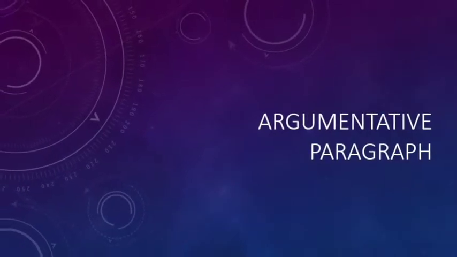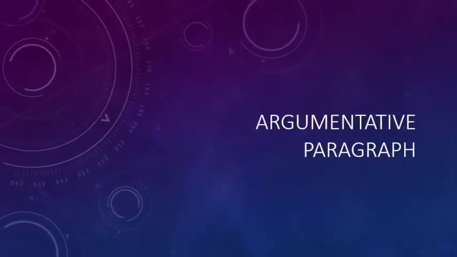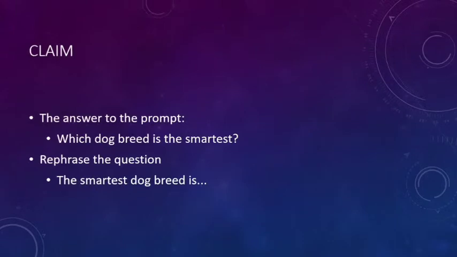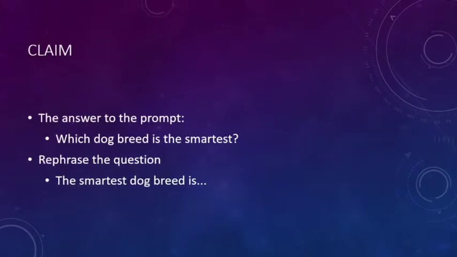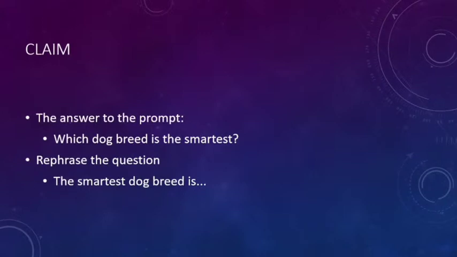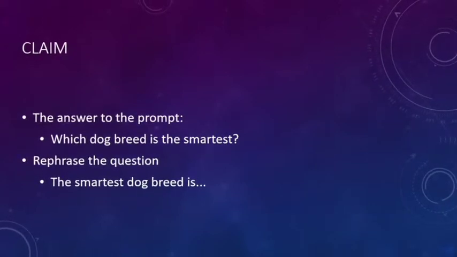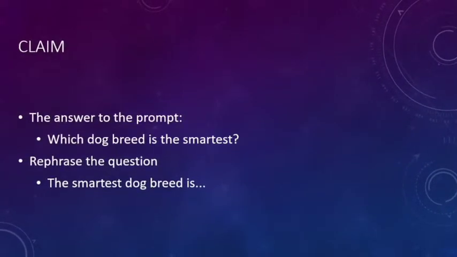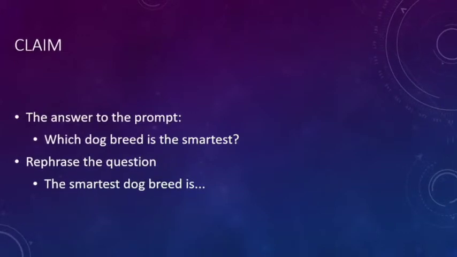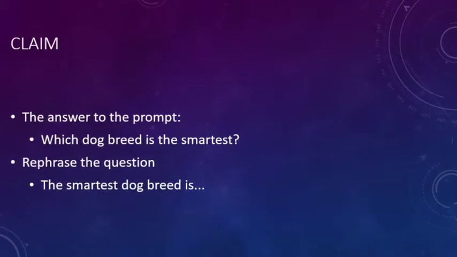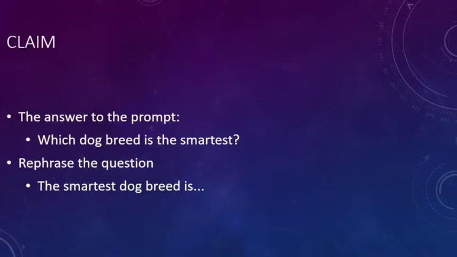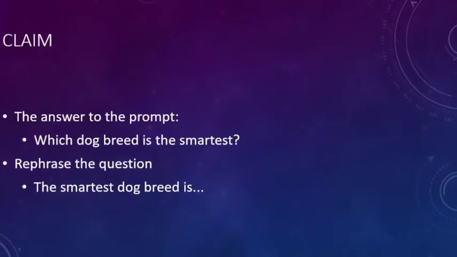Okay, so today we're going to talk about how to create an argumentative paragraph. So the first thing you're going to look at doing is making your claim. Your claim is your answer to the prompt. In this case, your claim is going to be, which dog breed is the smartest? That's your prompt. So you want to rephrase your question. So you might say, the smartest dog breed is, and then fill in your choice.